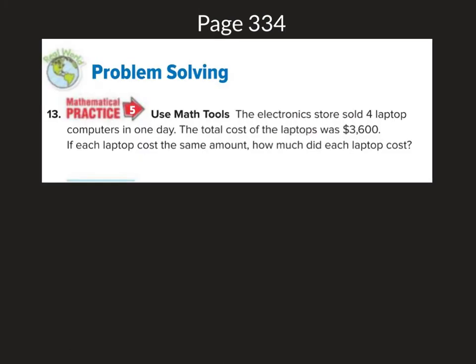I wanted to do a little word problem here, page 334. The electronics store sold 4 laptop computers in one day. The total cost of laptops was $3,600. We've got to read carefully here. If each laptop costs the same amount, how much did each laptop cost? Okay, so what I'm looking at here is I'm going to do $3,600 divided by 4.